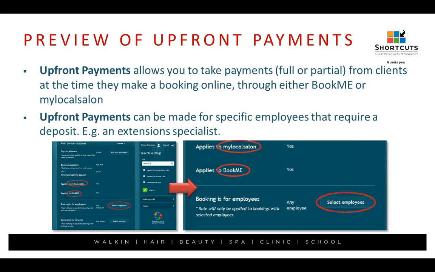So how can you attach upfront payments to specific things? They appear on the console. And you'll be able to choose: does this work for online booking, or is it exclusive to My Local Salon? Or are there certain employees that require a deposit before the appointment is made? So if you have a technician, somebody that specializes in extensions, and they have to order the extensions before they have their appointment, then of course you may want to have this particular stylist require a deposit and upfront payment.